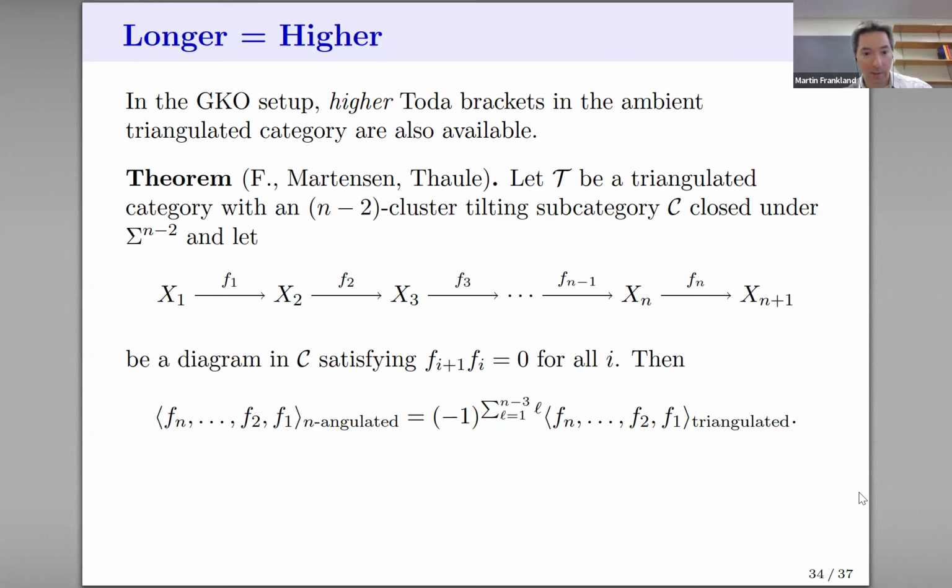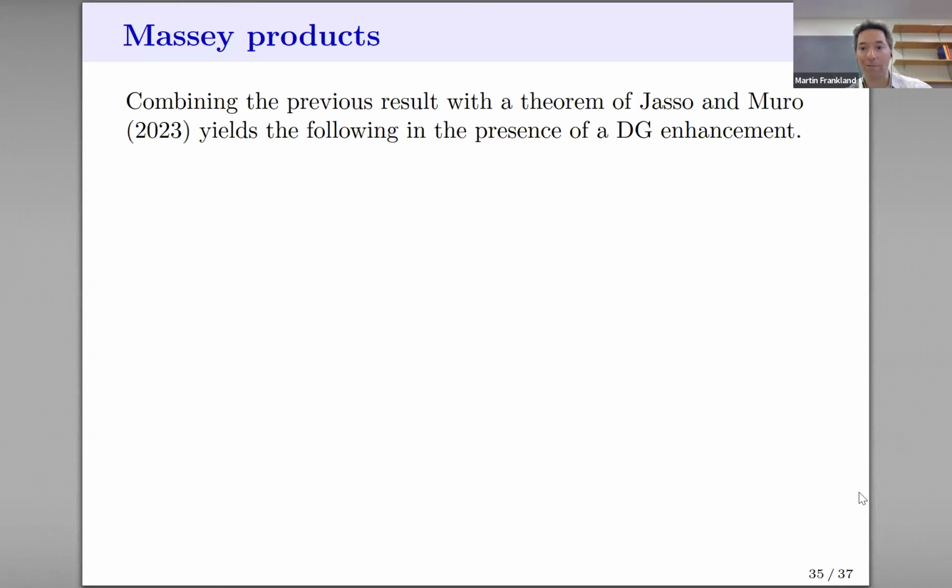All right. Now we can combine that with work of Jasso and Muro. In fact, much of this story of Toda brackets in cluster tilting categories was really initiated by Jasso and Muro. They computed some Massey products. They were looking in particular at the case where you have a DG enhancement, and they showed a theorem of the form Toda equals Massey in the case of an enhanced n-angulated category. In other words, you can compute the Massey product using the enhancement.